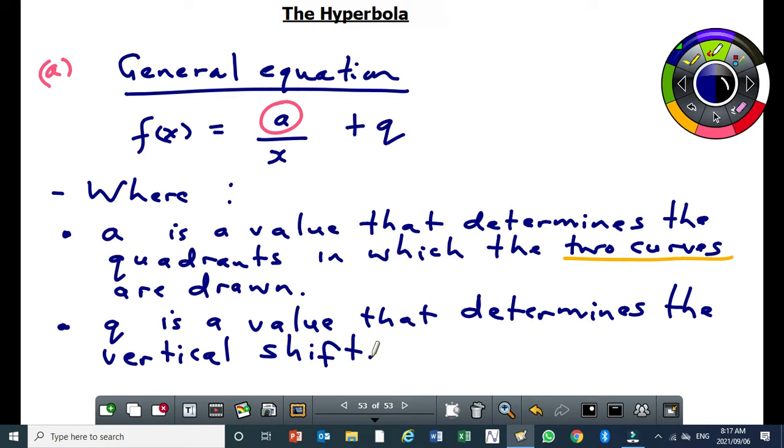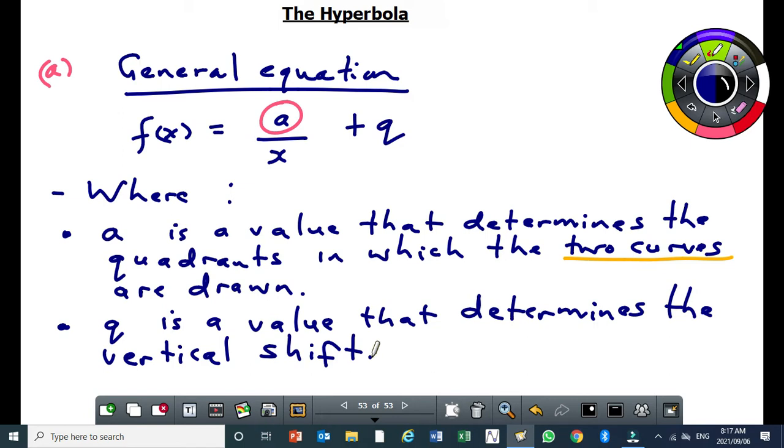Now, as you can see, our variable x there is a denominator of the fraction part. That's one unique characteristic of the equation of the hyperbola. X will be part of the denominator.